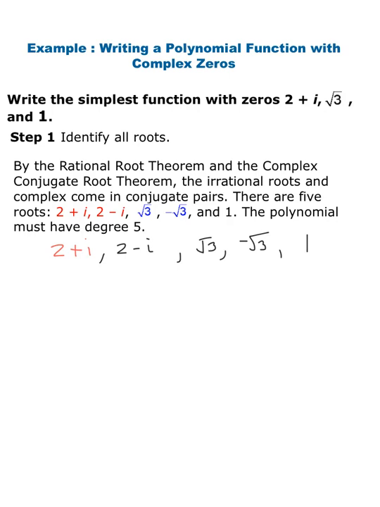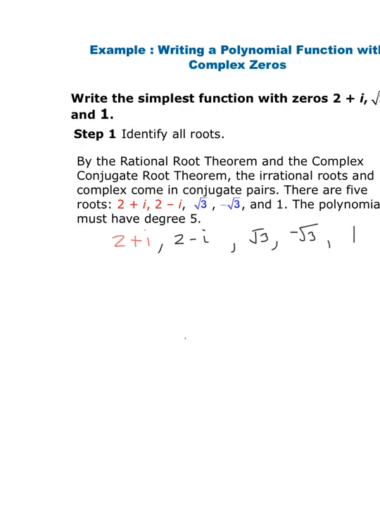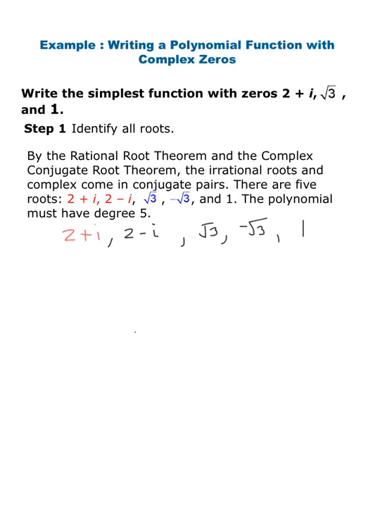And you can see here this statement, let me just move it. We can read it: by the rational root theorem and the complex conjugate theorem, the irrational and complex roots come in conjugate pairs. So these are the roots we have. There are 5 of them.